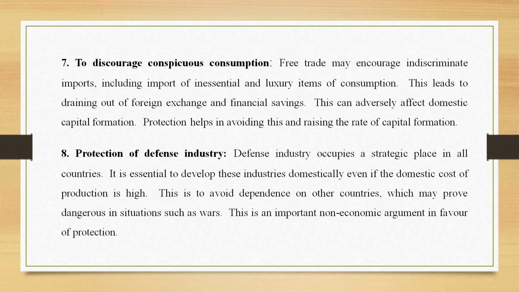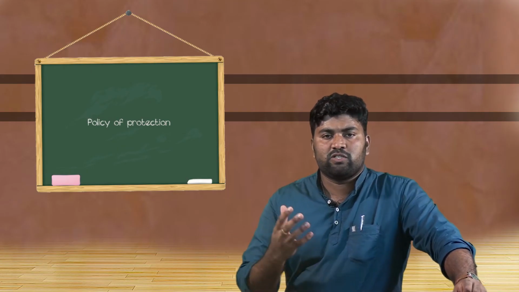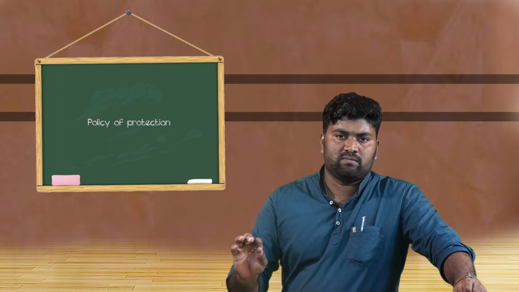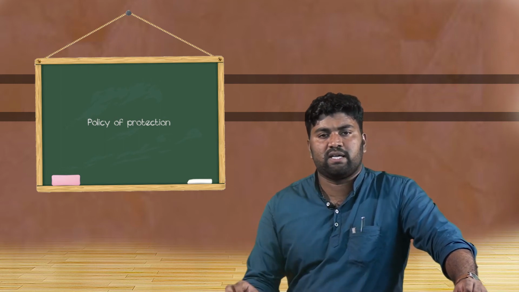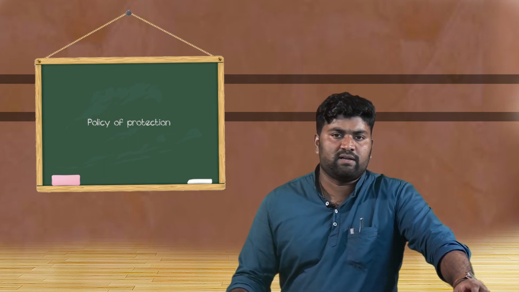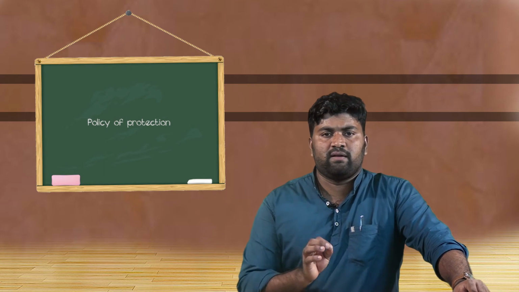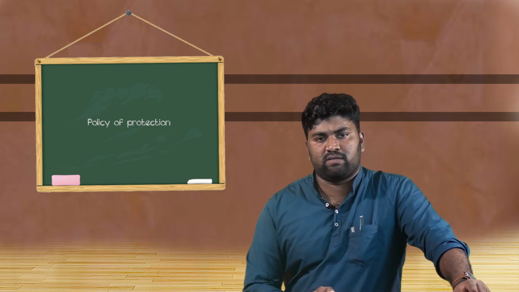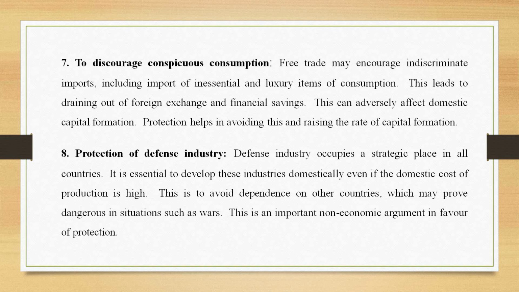And the seventh one is to discourage conspicuous consumption. See, whenever free trade exists, if there is no protection to the domestic industries in terms of customs and tariffs, conspicuous consumption will spread in the country and it results in high payment of foreign exchange to the foreign countries. That is why it has to be discouraged at first. If a country allows more and more conspicuous goods, then what about the very necessary goods which are very much needed for the domestic people?